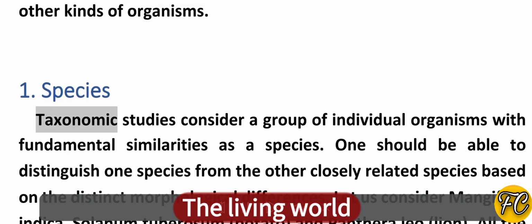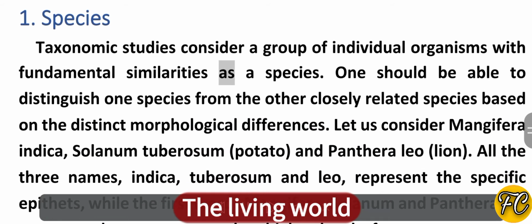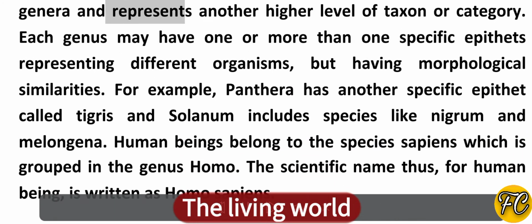1. Species. Taxonomic studies consider a group of individual organisms with fundamental similarities as a species. One should be able to distinguish one species from other closely related species based on distinct morphological differences. Let us consider Mangifera indica, Solanum tuberosum potato, and Panthera leo lion. All the 3 names, indica, tuberosum and leo, represent the specific epithets, while the first words Mangifera, Solanum and Panthera are genera and represent another higher level of taxon or category.